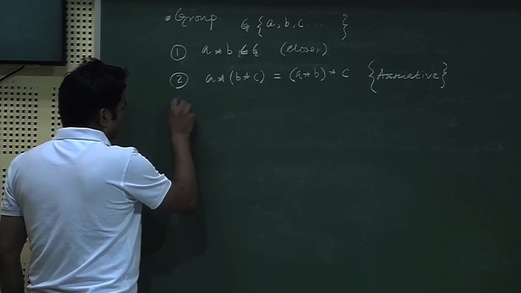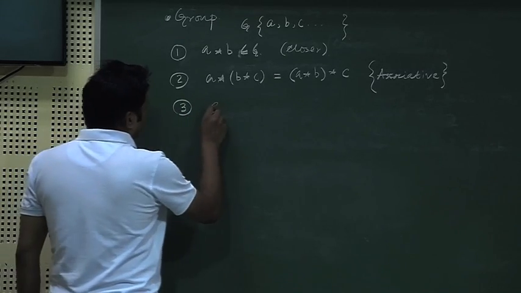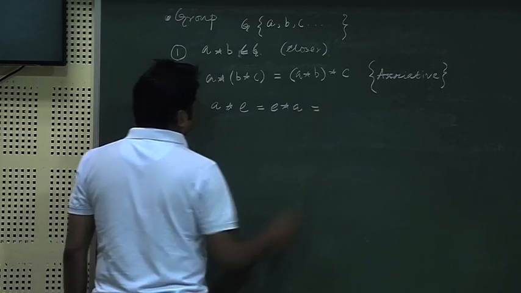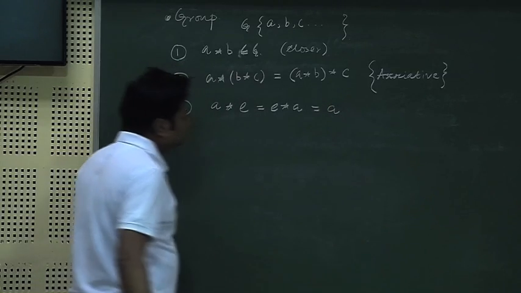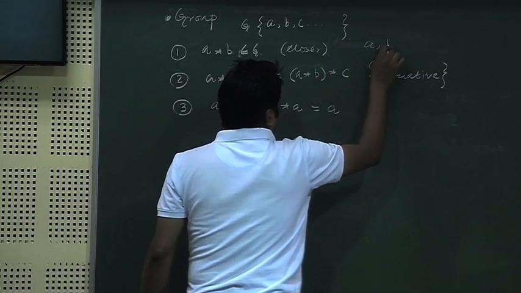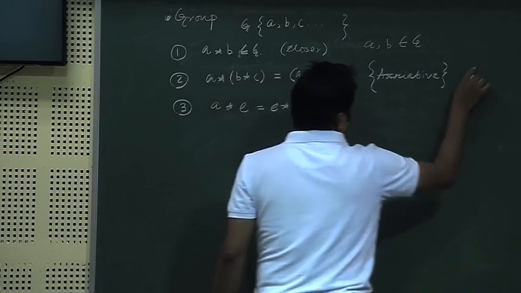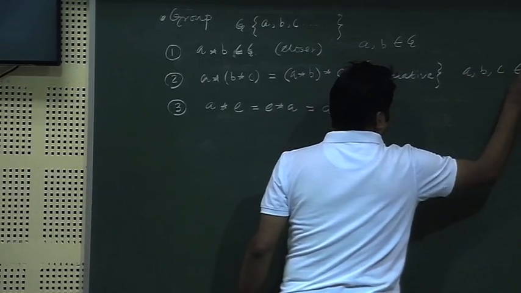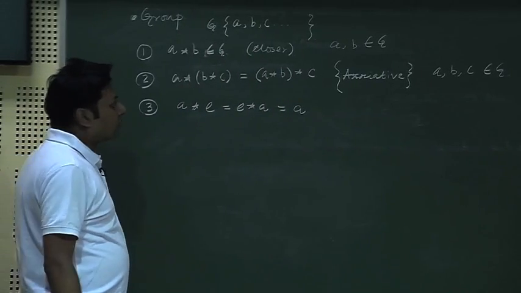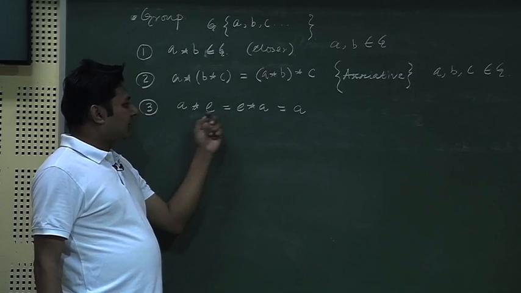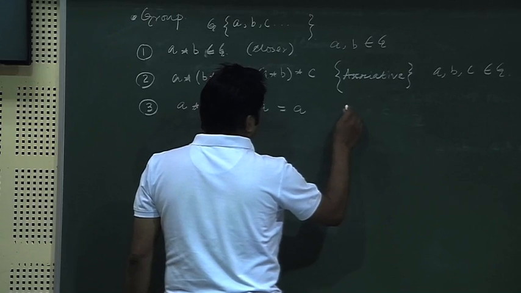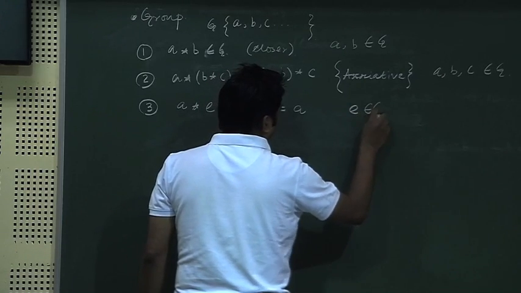Anyway, there are other rules also. The third rule is A star E is equal to E star A is equal to A. Here I should write that A, B, C are elements of this group. Every time we should note that all the elements I am taking are from this group, and that is trivial. Here also E is some element that is inside this set G. So, E belongs to G.